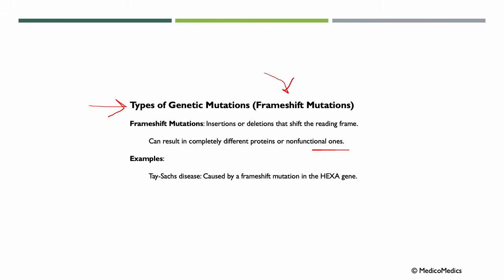An example is Tay-Sachs disease. I'm not sure about the pronunciation here. It is caused by a frameshift mutation in the HEXA gene. This leads to a dysfunctional enzyme that results in the accumulation of harmful substances in the brain, causing neurodegeneration. And frameshift mutations, overall, tend to have more severe consequences than point mutations due to their widespread impact on protein function.